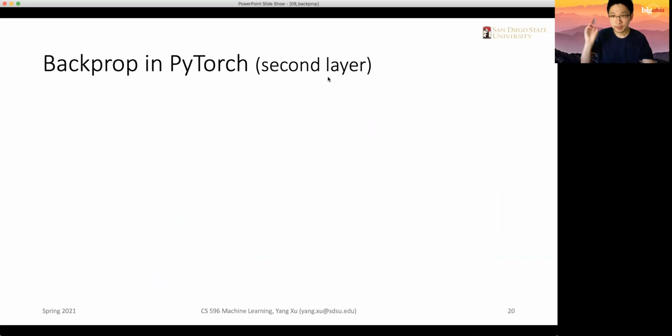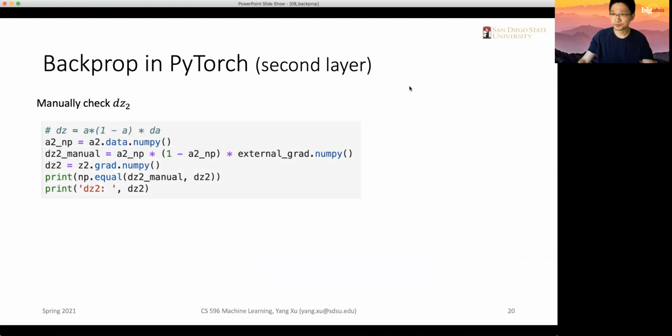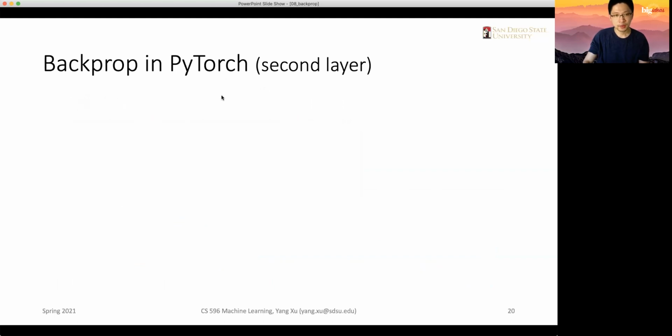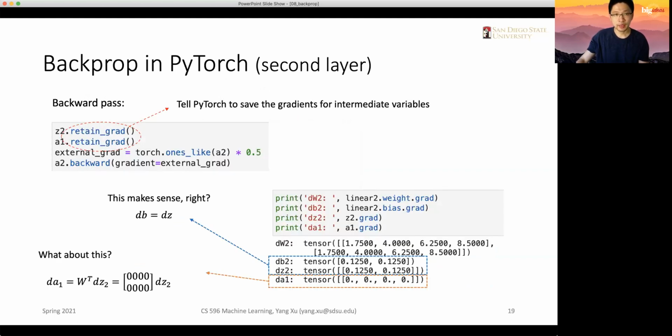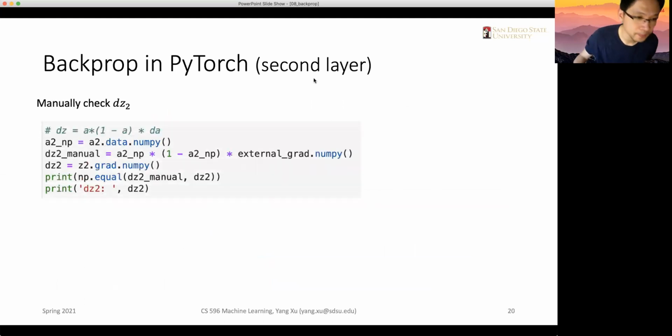Then there's another critical item we want to know, which is DZ2 and also DW2, which we'll talk about. Now let's look at why DZ2 has such a value, 0.125, when DA2 is 0.5. Let's see how we come up with this 0.125 value. It has something to do with the activation function.